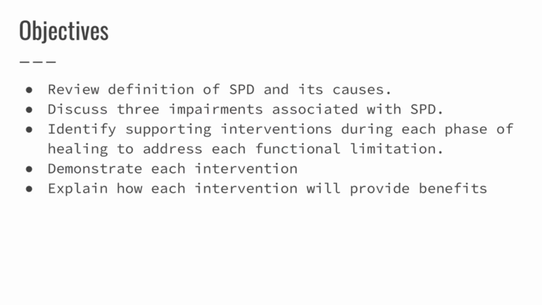Okay. So our objectives: review the definition of SPD and its causes, discuss 3 impairments for it, identify supporting interventions, demonstrate each intervention, and explain how each intervention will provide benefits. You can reference this in Dutton on pages 1410 through 1411.